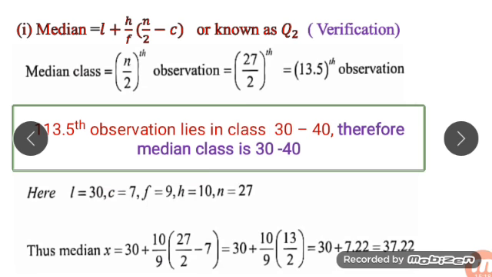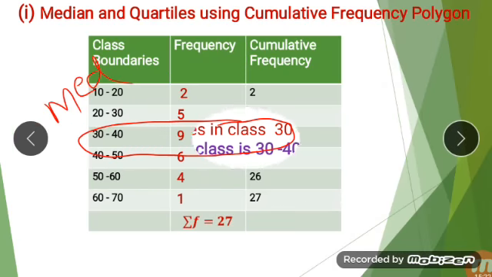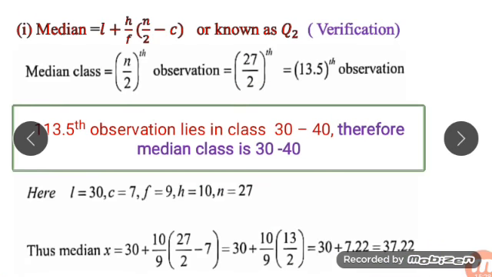N is 27, f is the frequency of the median class, which is 9, and c is the cumulative frequency preceding the median class. So c is 7, preceding the median class. We can put this in the formula: 30 plus 10 divided by 9 times (27 divided by 2 minus 7). You can use a calculator for the calculation. Here the LCM is taken and you will get 13 divided by 2, so that we will get the median 37.22.